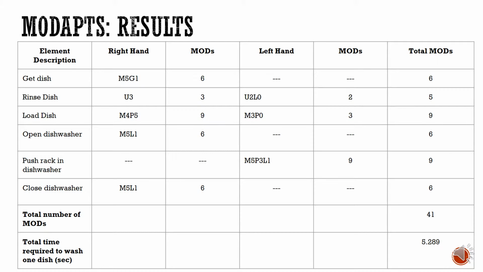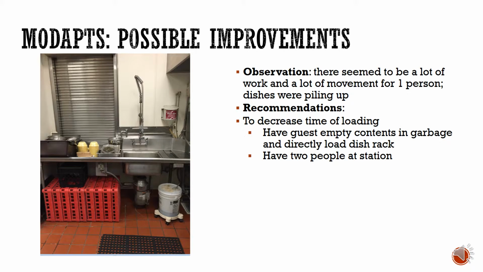Here are the MODAPS results. We did MODAPS classifications for what kind of tasks each hand was doing, both left and right, calculated the number of mods, and then added up those mods to determine the total time required to wash one dish, and came up with 5.289 seconds. With these measurements, here are possible improvements.